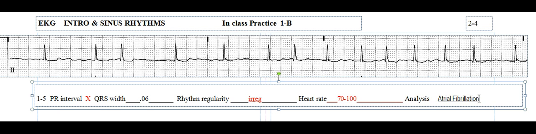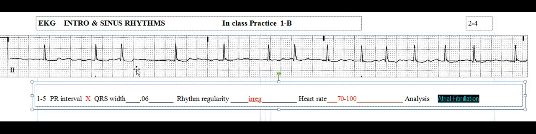This rhythm is something we haven't learned yet. It's called atrial fibrillation. And it is characterized by a person having no atrial contraction whatsoever. The atria is quivering, and that's why you have a lot of the bumps in the baseline that you see here. So we have a rhythm that has no PR interval, a QRS of approximately 0.06.